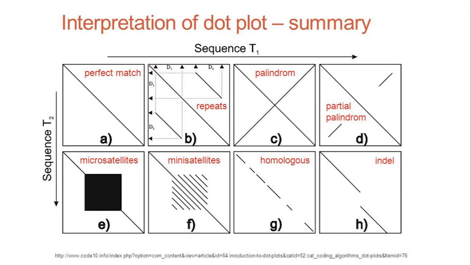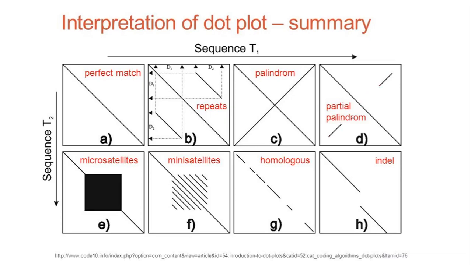Okay, now if you find a series of parallel diagonals, you can infer that there are repeated regions in your sequence T1 and sequence T2. Okay, now if you find a cross of diagonals in your dot plot, you can then determine that the two sequences are palindromic to each other. Okay, so now if the cross is from one end to another end, you can say that it is a complete palindrome.